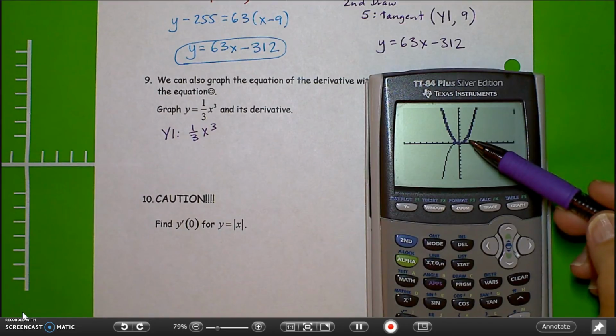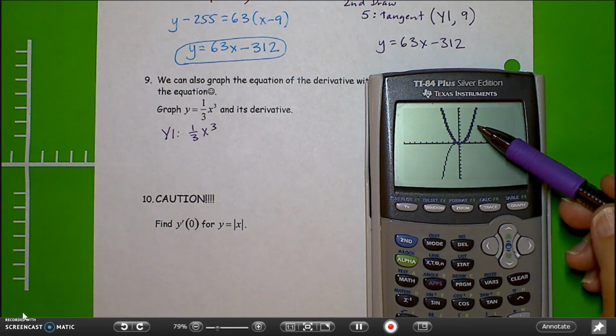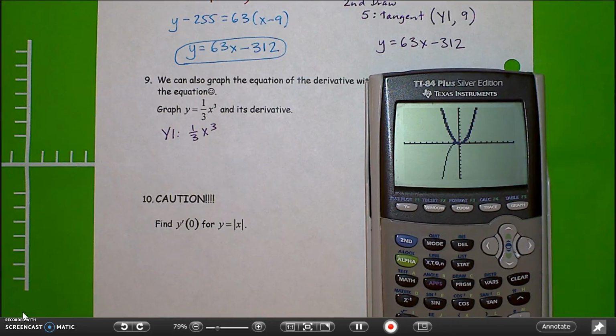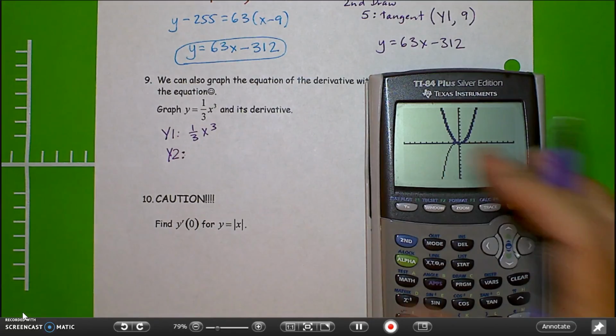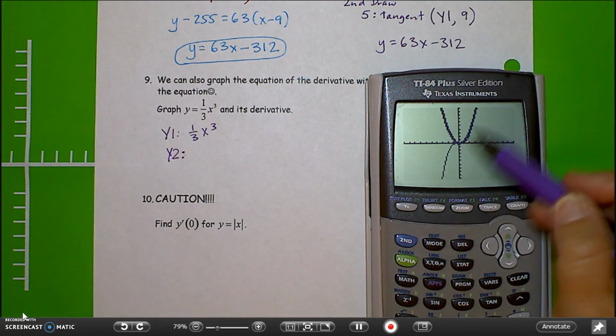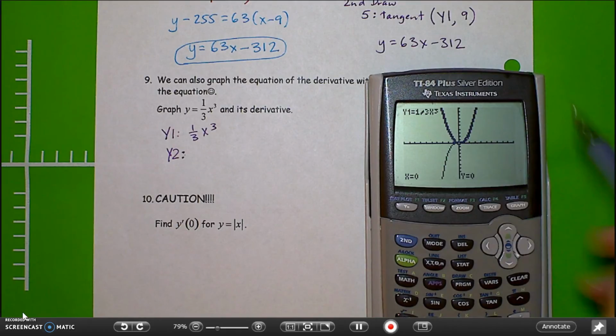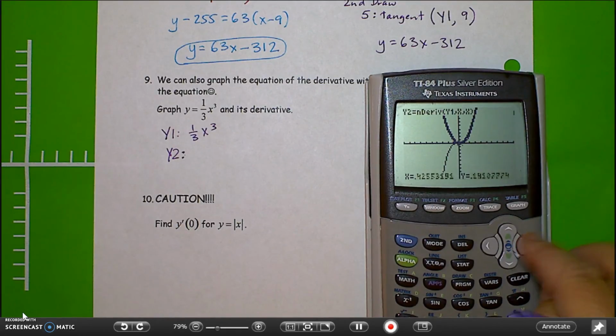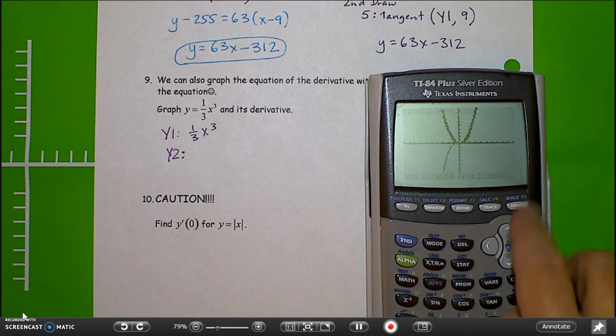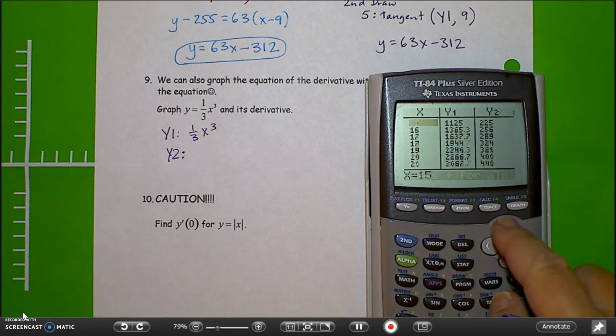I'd recommend using a different thickness, or use a dotted line or something for your second graph, especially if it's graphs that you're not as familiar with and it's harder to figure out which one is the graph itself and which one is the derivative. Anyway, the downside of this, you can't see the equation of that derivative, but you can use trace and make sure you're on the second graph. You can use trace to see particular values on that derivative, or better than that, you could use second table to look at particular values.